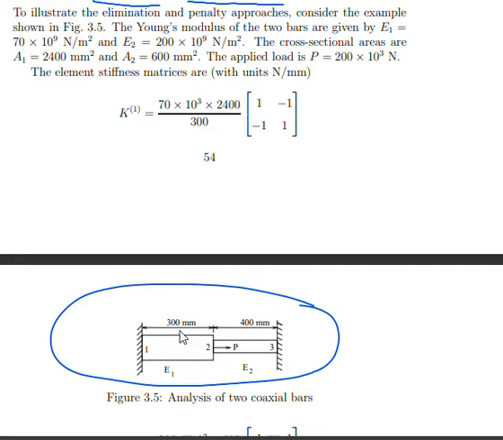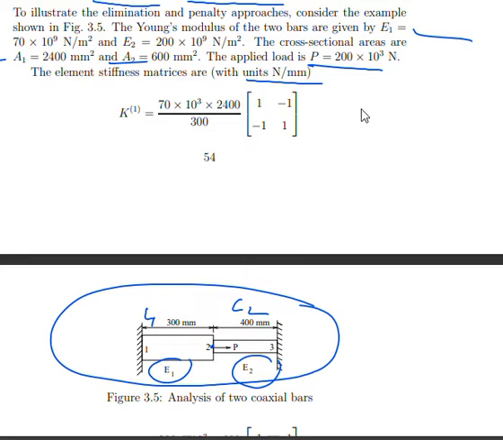You can see it is a stepped bar, both ends are fixed. These are the lengths L1 and L2 and Young's modulus E1 and E2, and the load is applied at the center. The values are given: E1, E2, the cross-sectional areas A1 and A2, and load P is equal to 200 into 10 power of 3. All the units should be in Newton per millimeter.